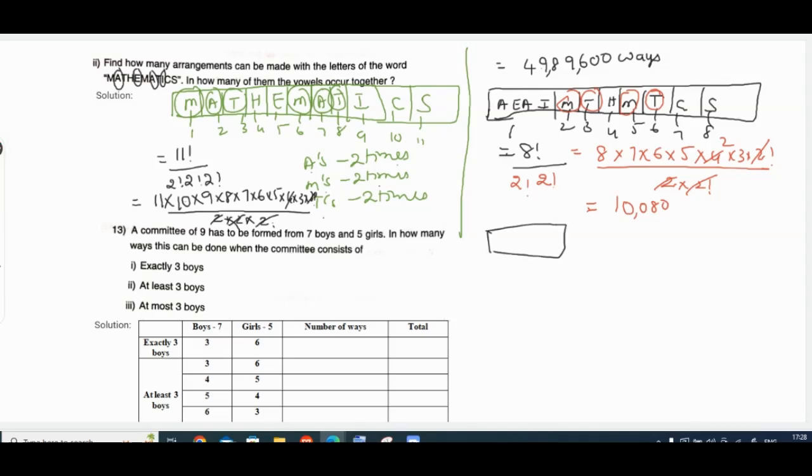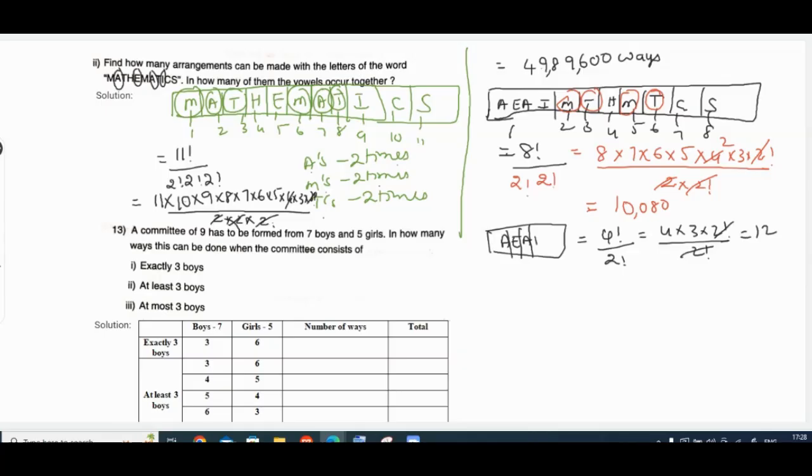Now we have to calculate for the letters which we have taken together. That will be A, E, A, I. That is, we have four letters. In four letters, A is repeated 2 times, so it will be 2 factorial. That will be 4 into 3 into 2 factorial divided by 2 factorial. 2 and 2 get cancelled, it will be 12.